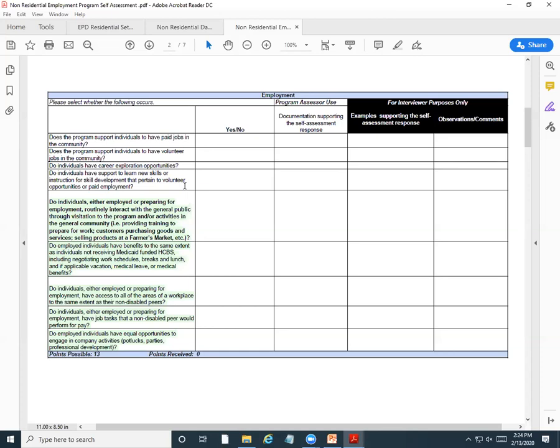And I should be specific because I didn't say it up front and I apologize. This is not for community integrated employment. This is specific to center-based employment and group-supported employment settings.